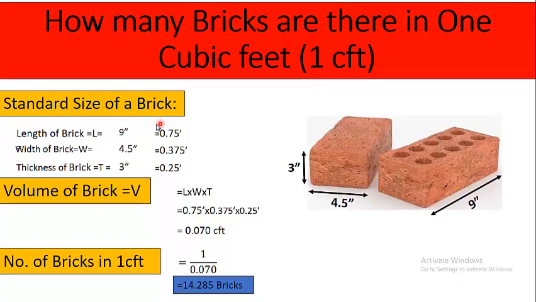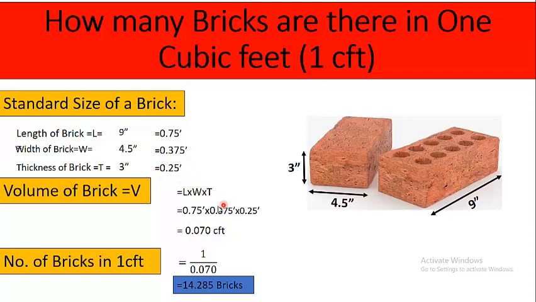Let's suppose the standard size of a brick is 9 inches. As you can see in this picture, the length of the brick is 9 inches, the width of the brick is 4.5 inches and its thickness or depth is 3 inches. To convert these into feet, we will get 0.75, 0.375, 0.25.